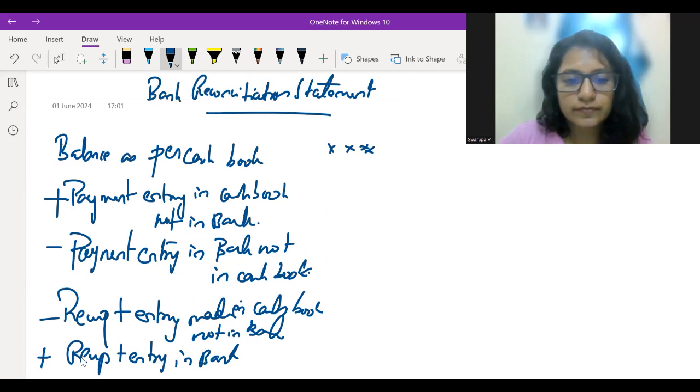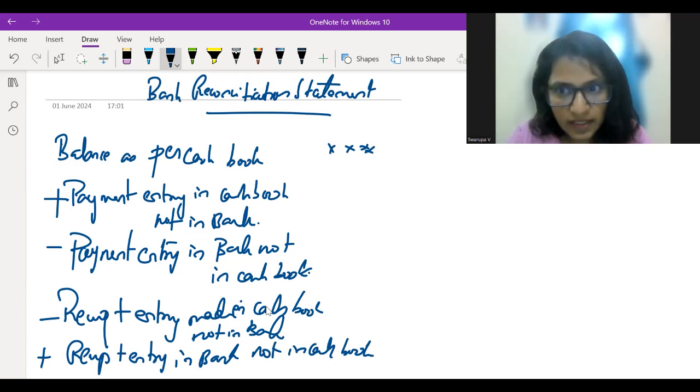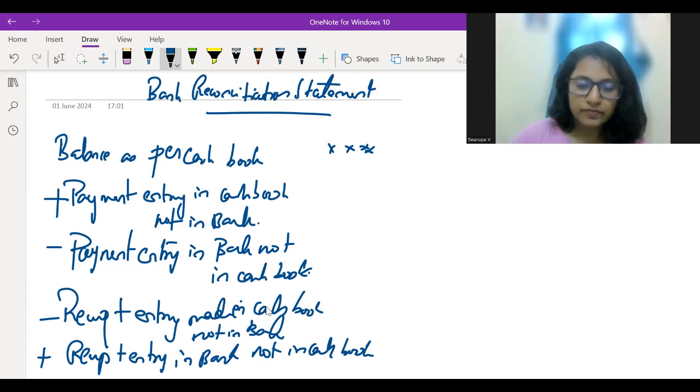Then receipt entry in bank, not in cash book. So there is a receipt entry. The actual cash has been deposited in the bank, but the entry is not yet made in the cash book. So my actual bank balance is higher than the balance in the cash book. So I have to make the entry which I have forgotten to make, the actual receipt entry. And when you make a receipt entry, your cash balance will increase. So we have to add that entry.